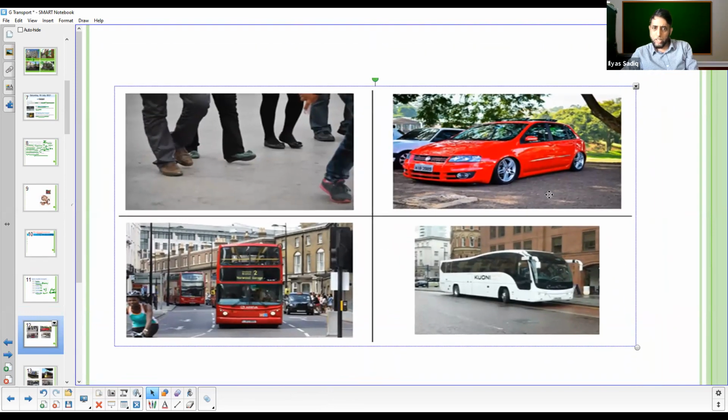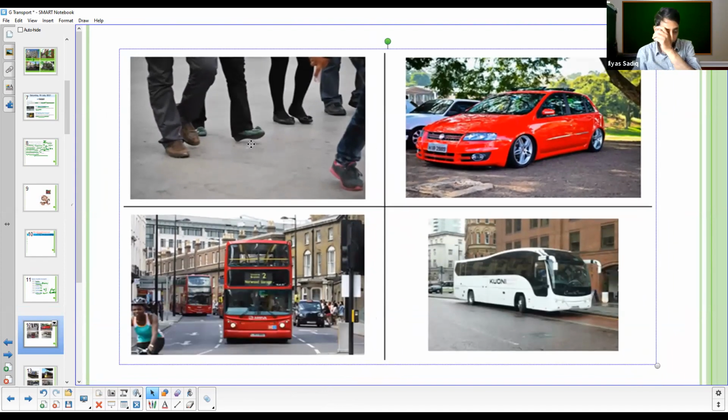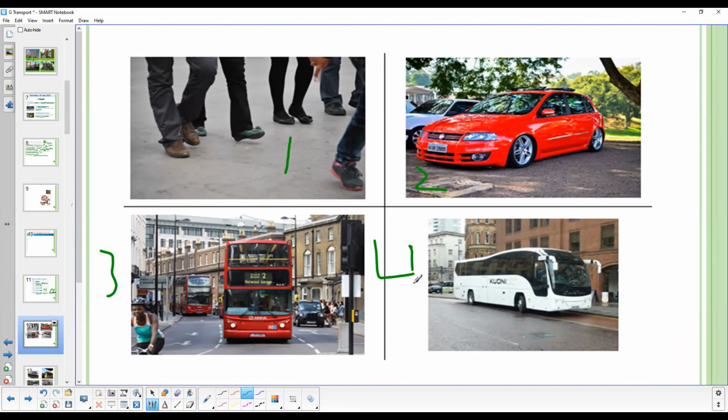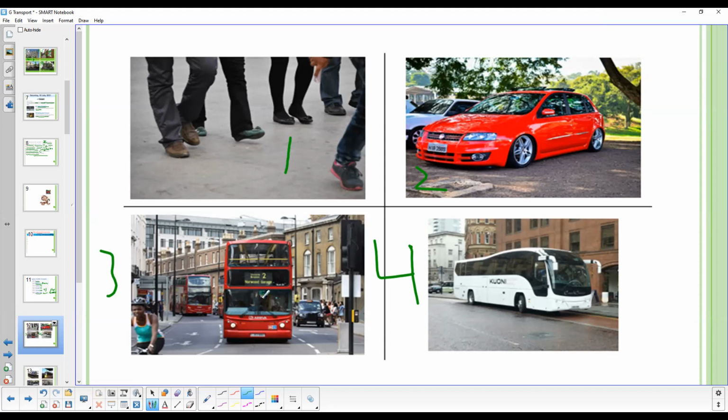So what does it mean here? Picture number 1, 2, 3 and 4. On foot. Okay, on foot. This is called on foot. And number 2, by car. It's not on car, it's by car. Okay. By bus. Yeah, by bus.